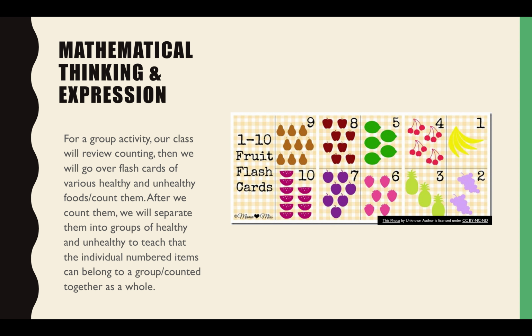So for example, we'll have flashcards with the numbers 1, 2, 3, 4, 5, 6, 7, 8, 9, and 10. Kind of similar to the image here, a little different though, because we'll have a second set of flashcards that are going to have the fruits on them with that number of cards. So they're going to recognize that the fruit can be counted as an individual fruit, and then later on we can group it into a healthy group. Whereas we'll have another card that will have, say, potato chips, and they'll be able to separate that card with the potato chips into a different group.